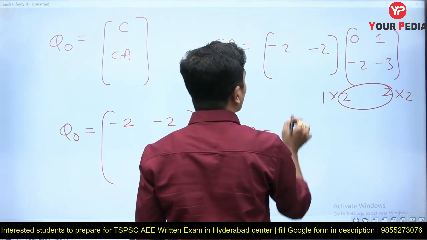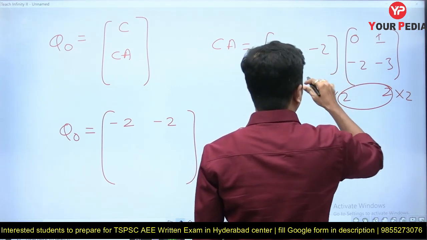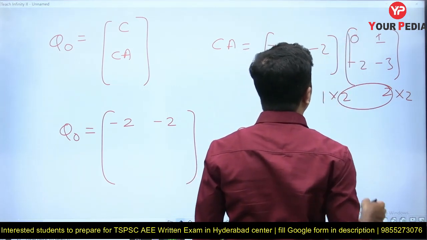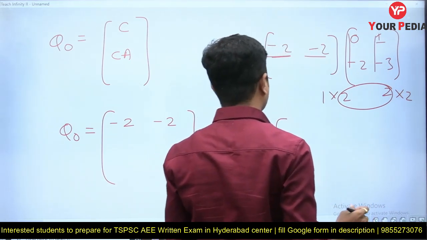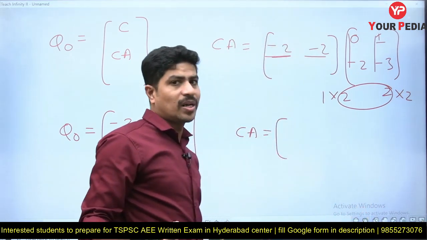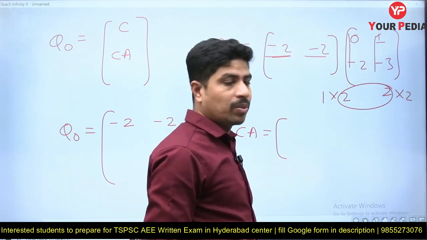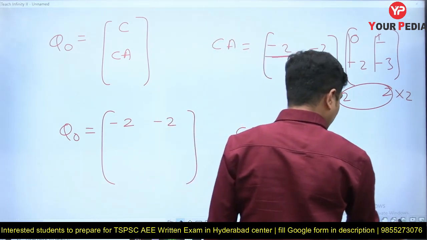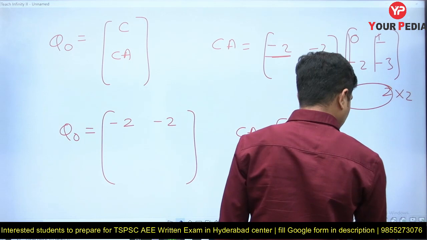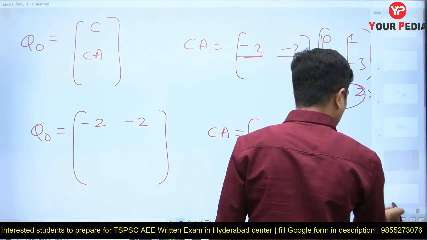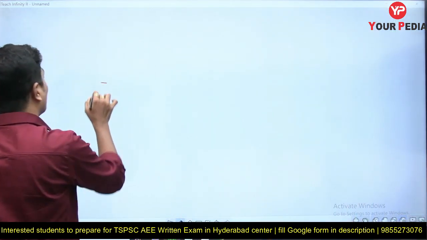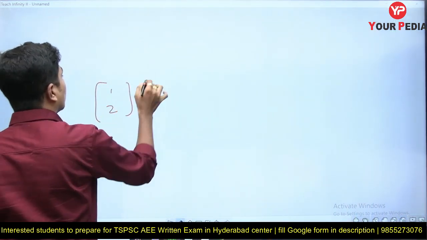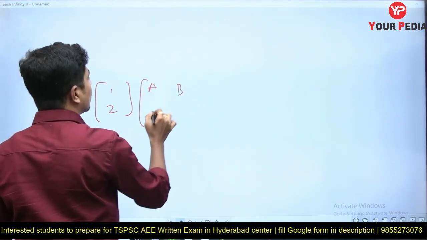So CA is equal to, yes. This one should be multiplied this way, and this one should be multiplied this way. How much are you going to get? We know what matrix multiplication is. Some people might have forgotten how to do matrix multiplication. Just for them, I'll teach how it is done easily. Suppose I have 1, 2, and this is A, B, C, D.